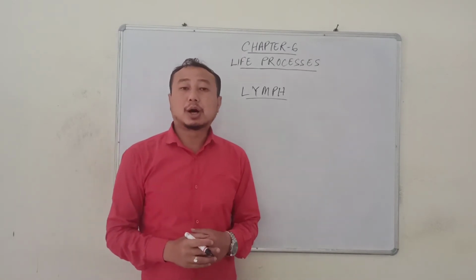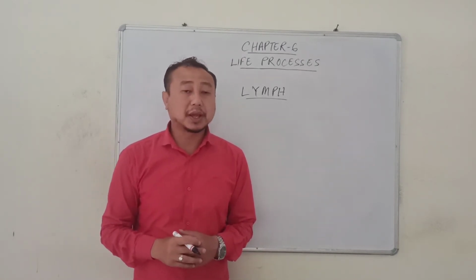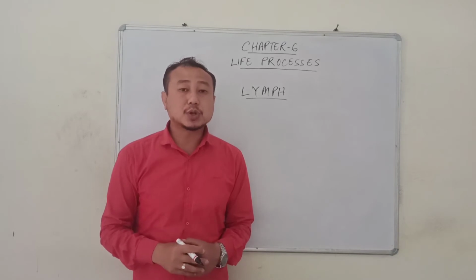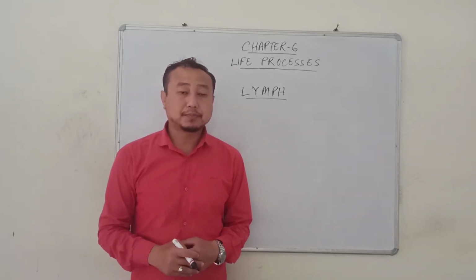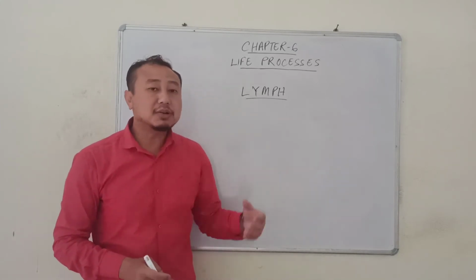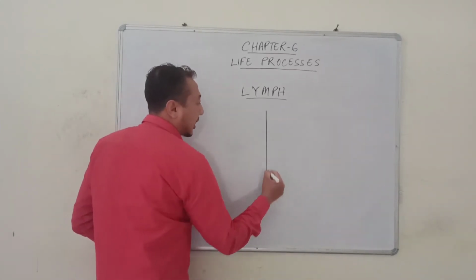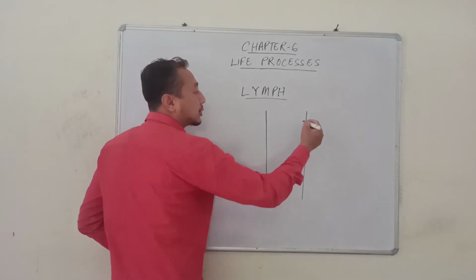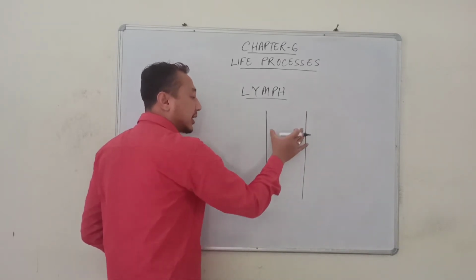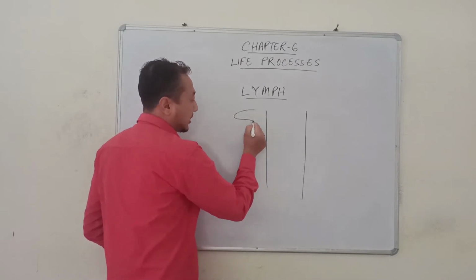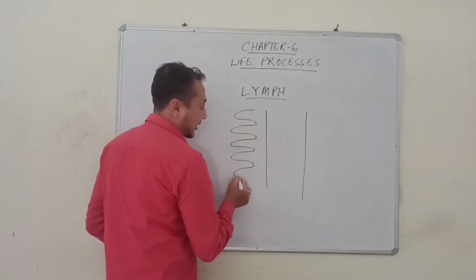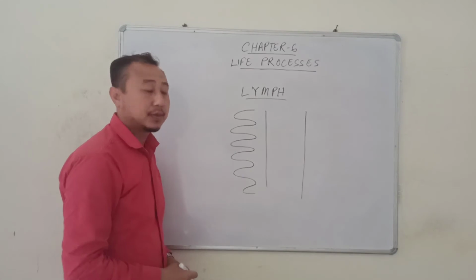Lymph is a component of the transportation system in human beings which is formed by the diffusion of plasma from the blood in between the cells of the human body. This lymph is generally found in between the cells that are present in the wall of the small intestine. Let us say this is the cut section of the wall of the small intestine. Here, this is the inner portion of the small intestine where the villi are present.